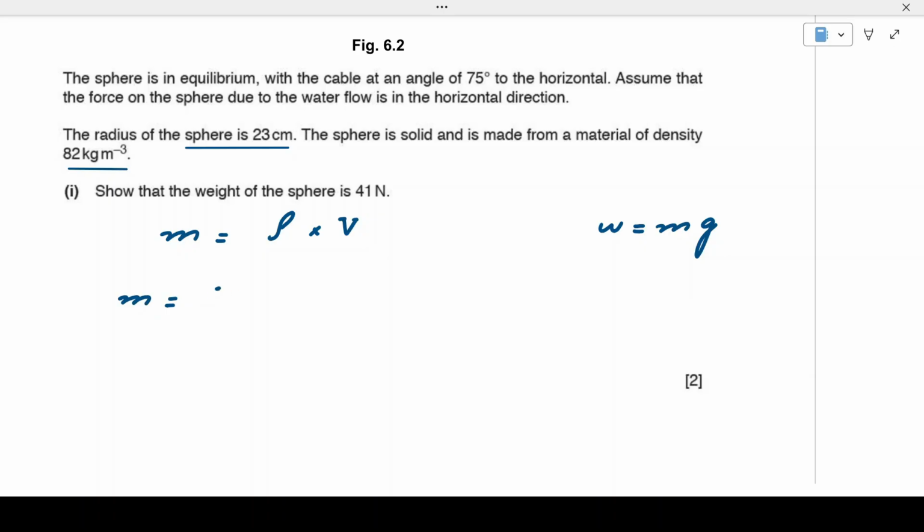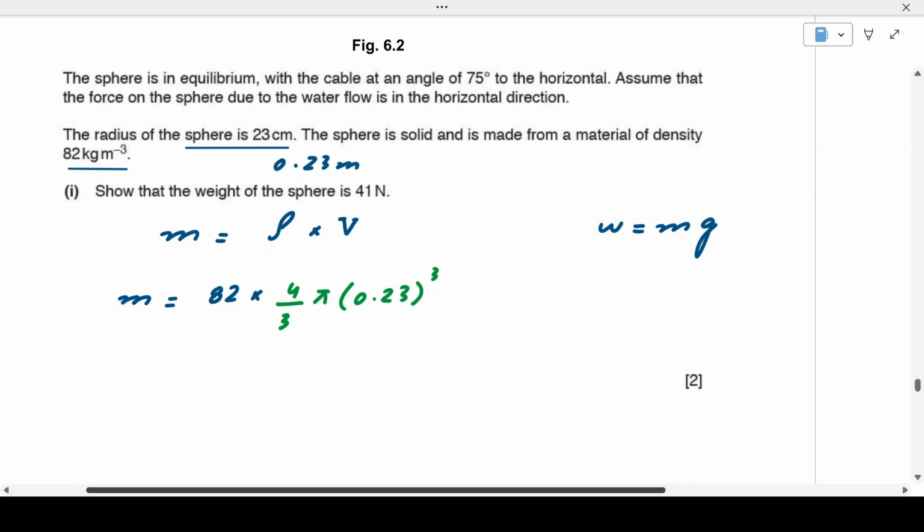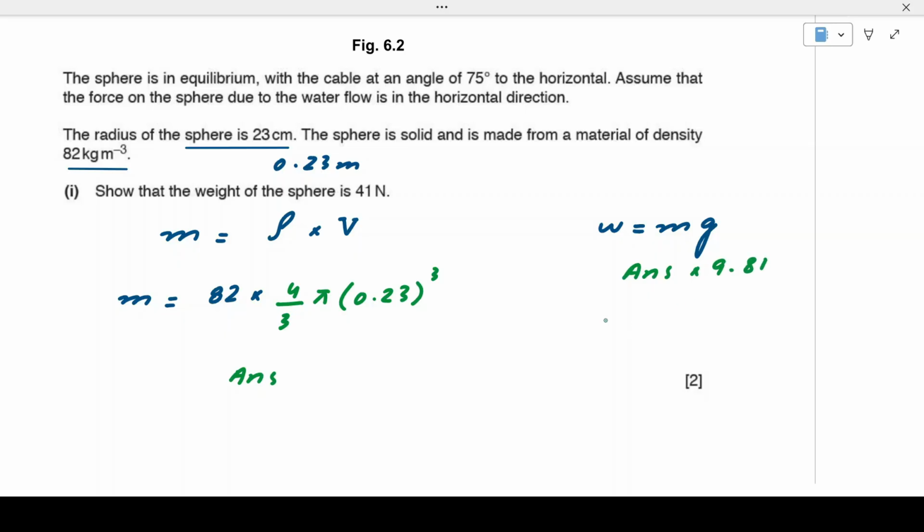So mass equals density times volume, 0.23 meters, and the volume of a sphere, the formula is 4 over 3 pi r cubed. So this is the value of mass. So you use the value of mass and multiply it by 9.81. Whatever the answer of this one is, you multiply this answer by the value of g, which is 9.81. The weight would be 41.